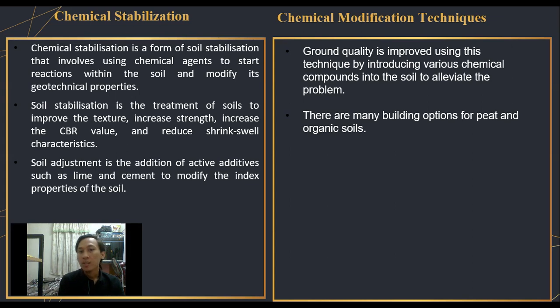The next one is chemical modification techniques. The ground quality is improved by introducing various compounds into the soils to alleviate the problems. There are many building options for peat and organic soils to improve with this method.